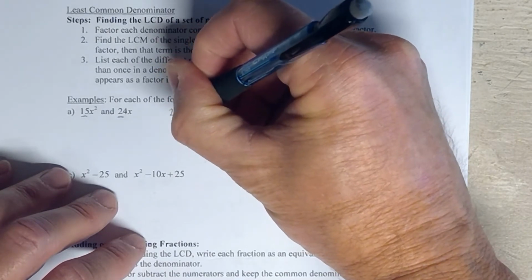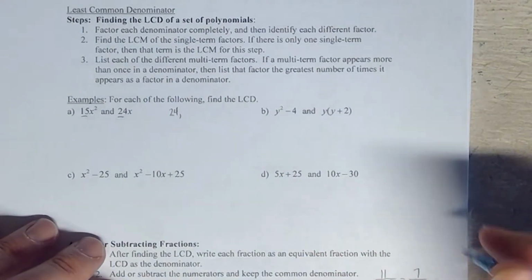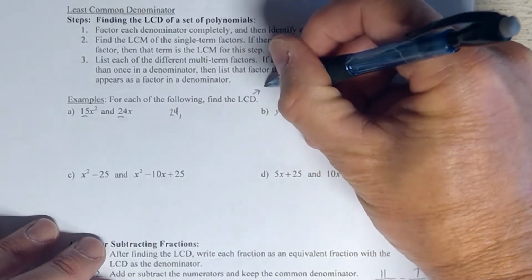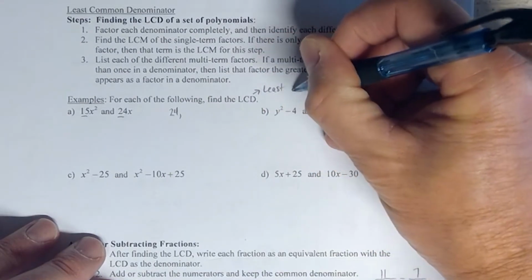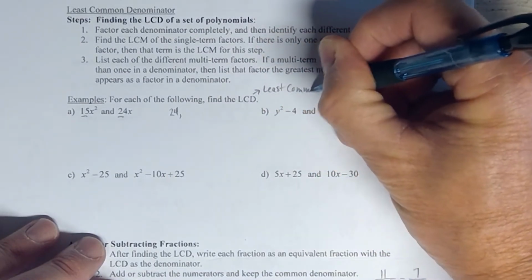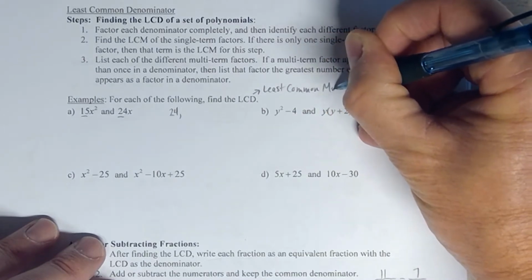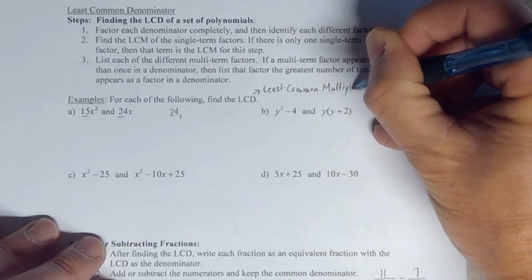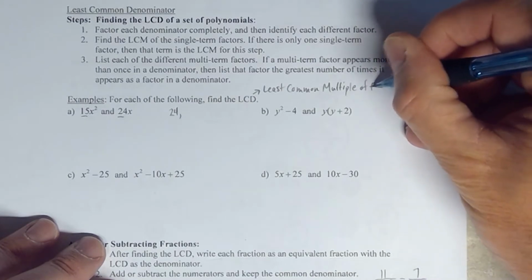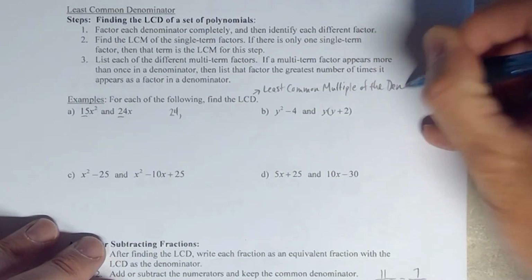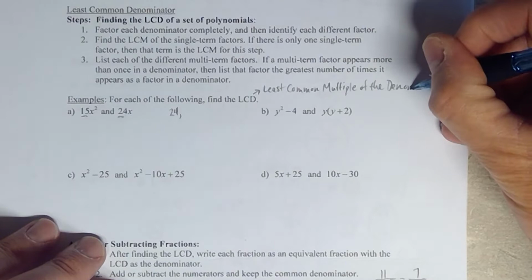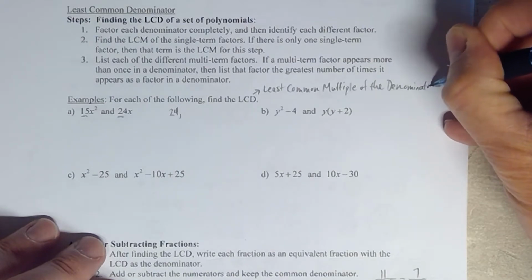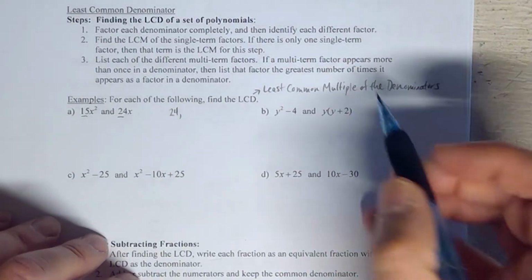And then remember, least common denominator is the same thing as least common multiple. The key word there is multiple. It's the least common multiple of the denominators. That's why they call it least common denominator.